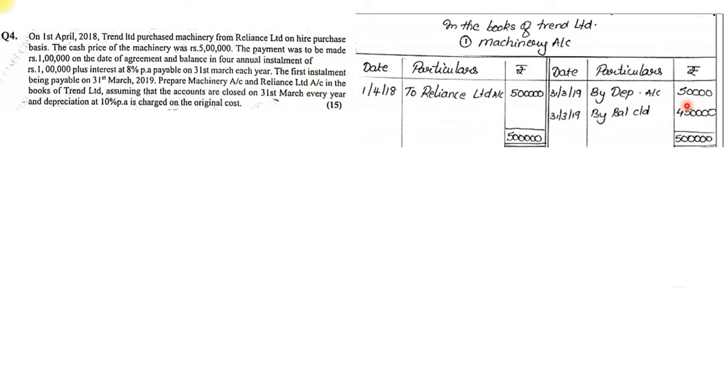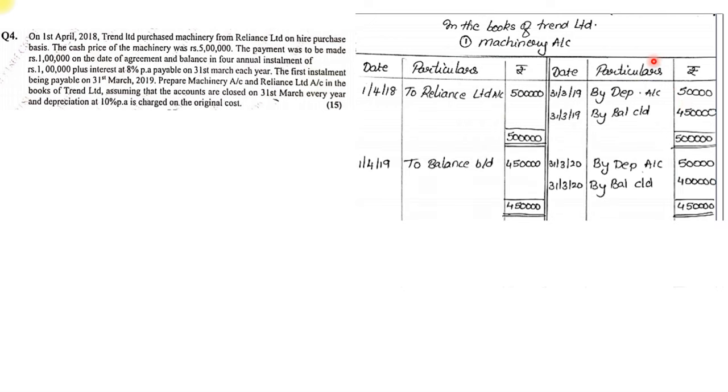Now they said we have to make it for 4 years because 4 annual installments have been paid. So for 4 years we have to make the machinery account. The first year's machinery account has been created. Now same way, it's just copy paste. So for the second year, whatever is the closing will become the opening for the next year. Again on 31st March, by depreciation on SLM method, the depreciation amount remains the same, 50,000. So 4 lakh 50,000 minus 50,000 is 4 lakh. That's the closing balance.